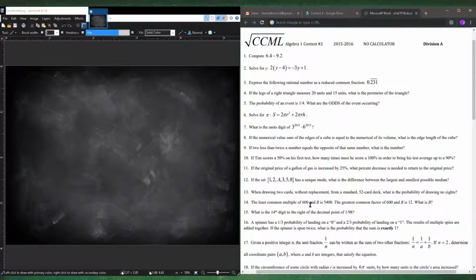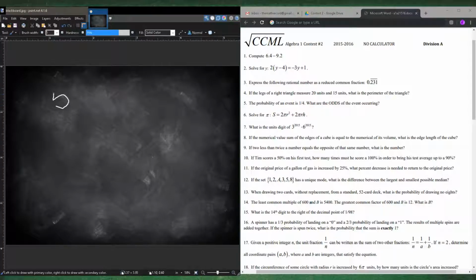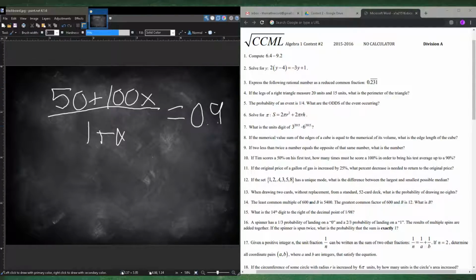Number 10. If Tim scores a 50% on his first test, how many times must he score 100% in order to bring his average up to 90%? Okay, so it's just the total amount of score over the amount of tests. So his first test is 50, right? So let's say you got 100 x amount of times, then you just have to add that to the amount. And you have how many tests is just 1, because the first test you took was 50. And you have x amount, which is 100. So that should equal 90%.